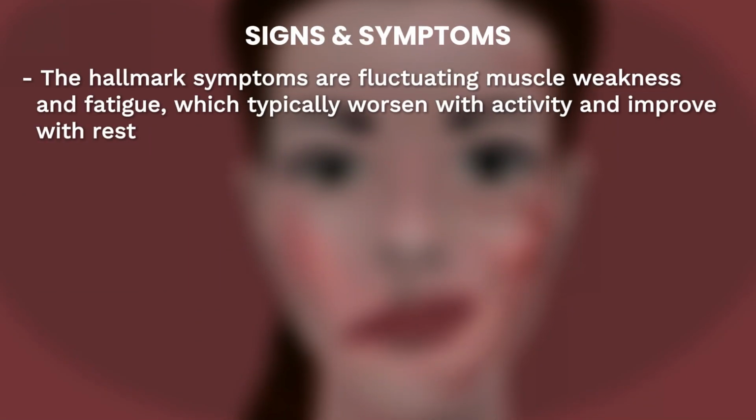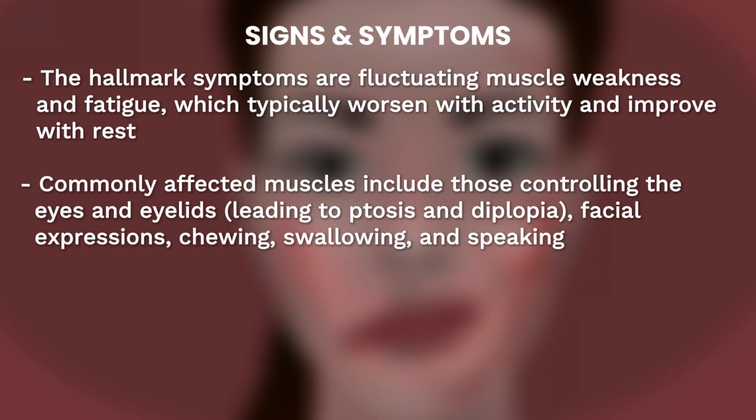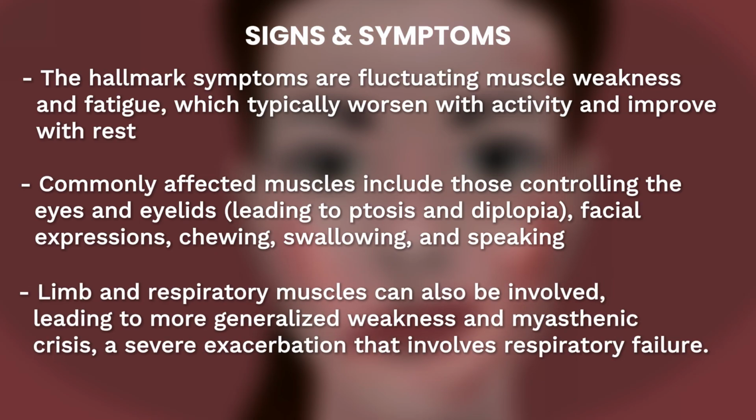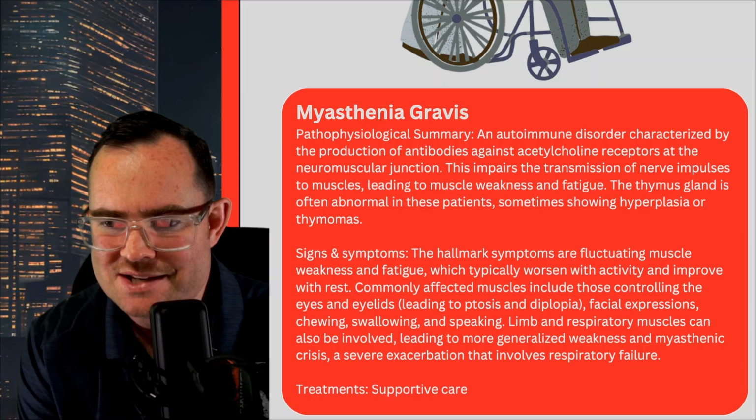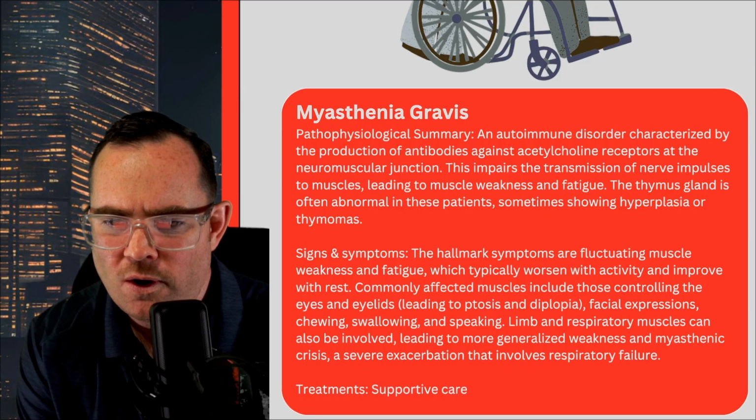The hallmark symptom is fluctuating muscle weakness and fatigue, which typically worsens with activity and improves with rest. Commonly affected muscles include those controlling the eyes and eyelids, leading to ptosis and diplopia. Facial expressions, chewing, swallowing, and speaking. Limb and respiratory muscles can also be involved, leading to more generalized weakness and myasthenic crisis, a severe exacerbation that involves respiratory failure.